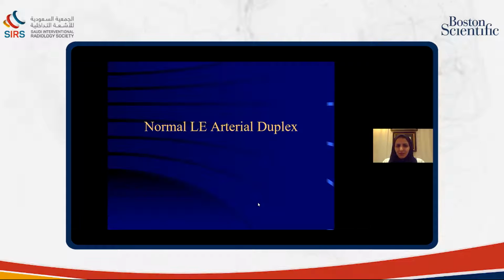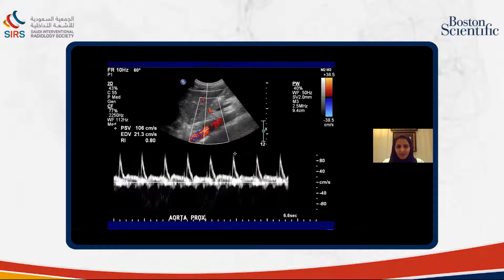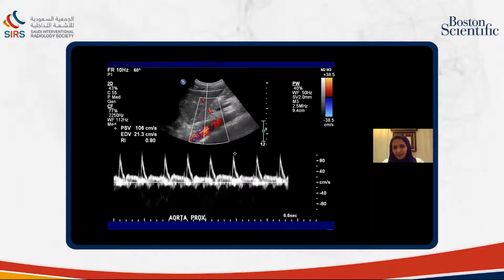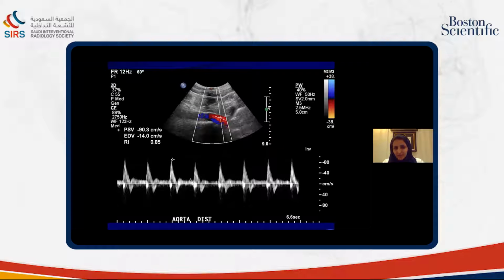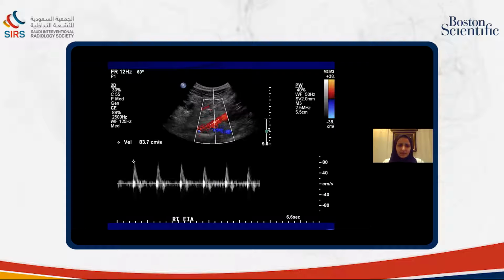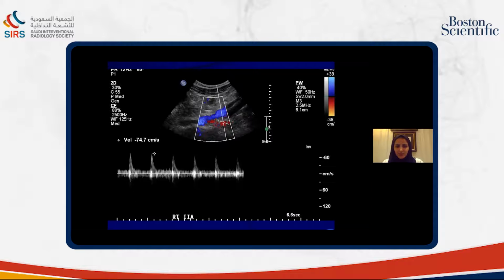So this is normal lower arterial duplex. You will see here, this is proximal aorta. We have some artifact there because of the motion of the heart. And distal, we start proximal and mid and distal also. And here you can see for the iliac, and we sample here the iliac. So we see it's all a triphasic waveform.